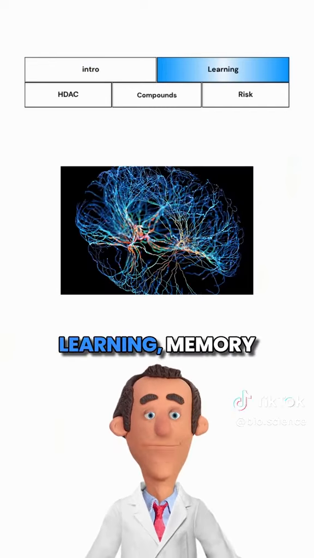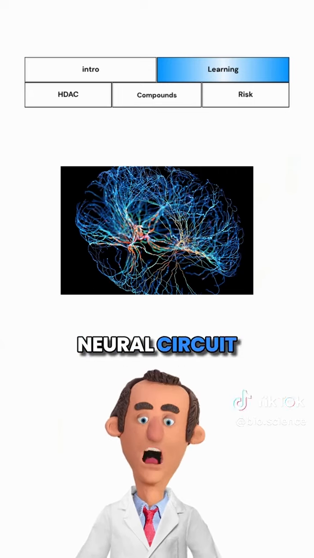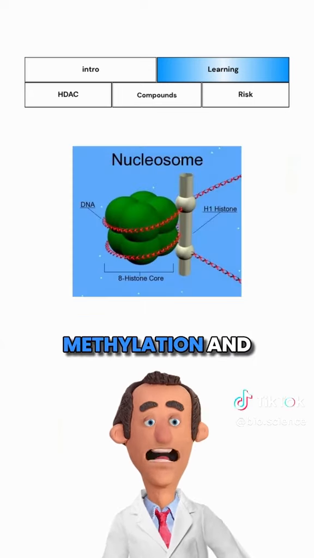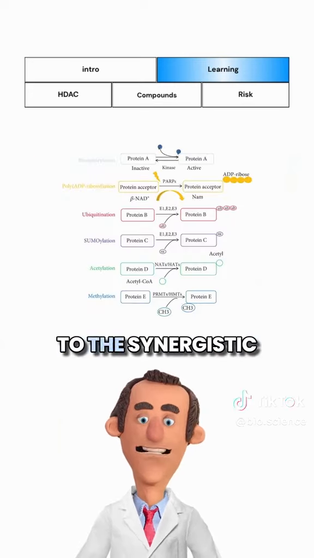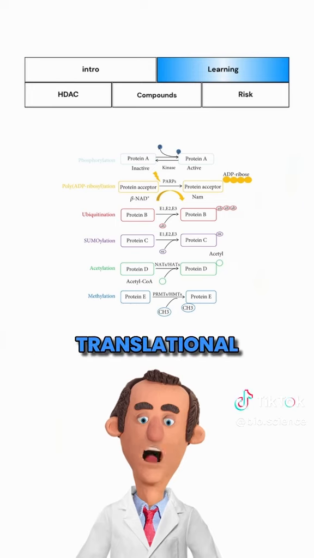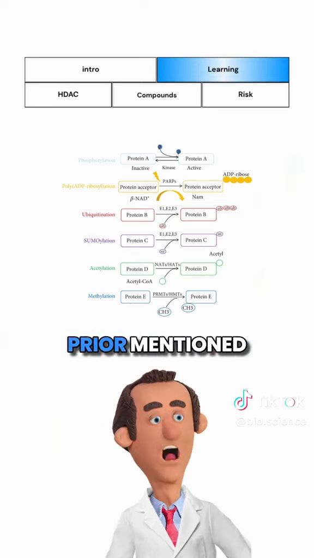The processes of learning, memory, neuroplasticity, and neural circuit refinement are tightly coupled to acetylation, methylation, and phosphorylation of histones, around which your DNA is wrapped, as well as to the synergistic or antagonistic interactions between these post-translational modifications, which result from the previously mentioned mechanisms.